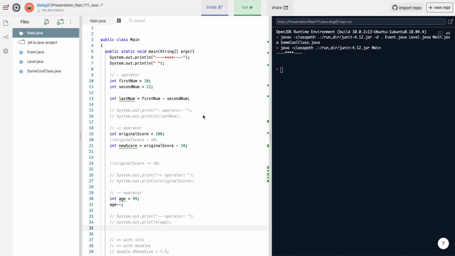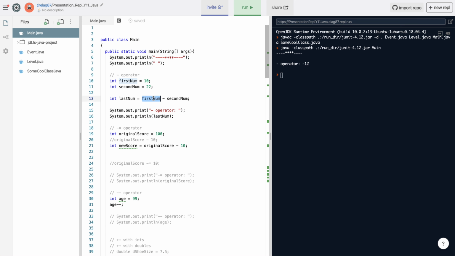We'll be going over operators in Java. We're going to start with simple operators like the minus operator, and then we're going to print an expected output for each of the operators. So first, we're going to do first num, second num, so it's 10 and 22. If I do 10 minus 22, this would be a negative number, in this case, negative 12. So simple operators on integers will give me positive and negative numbers.